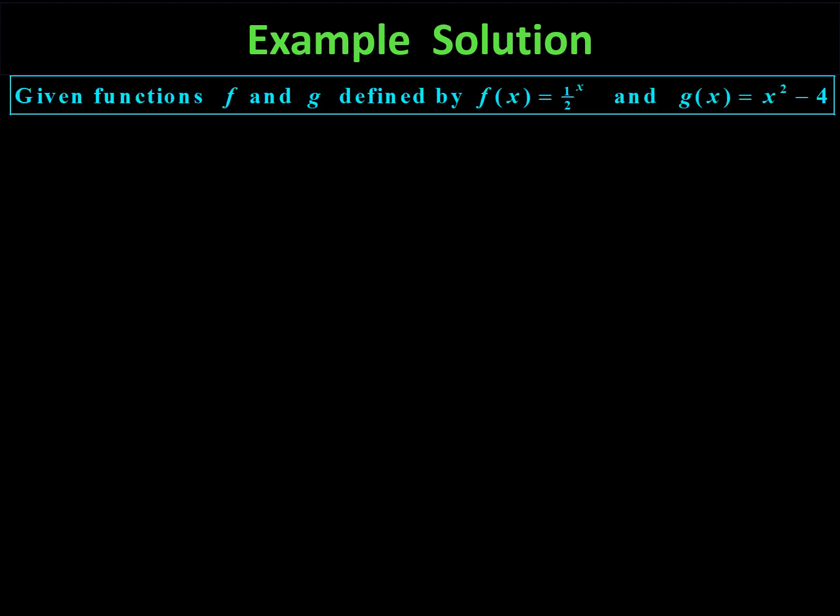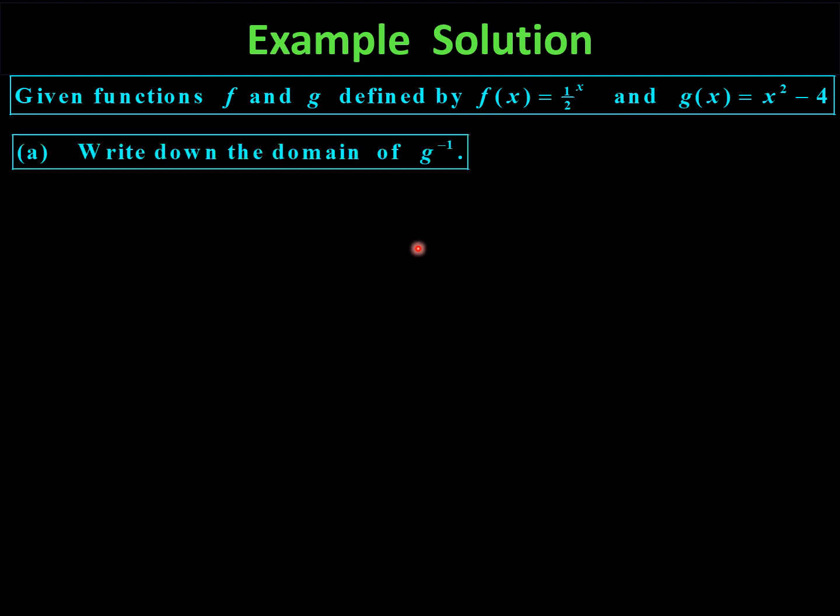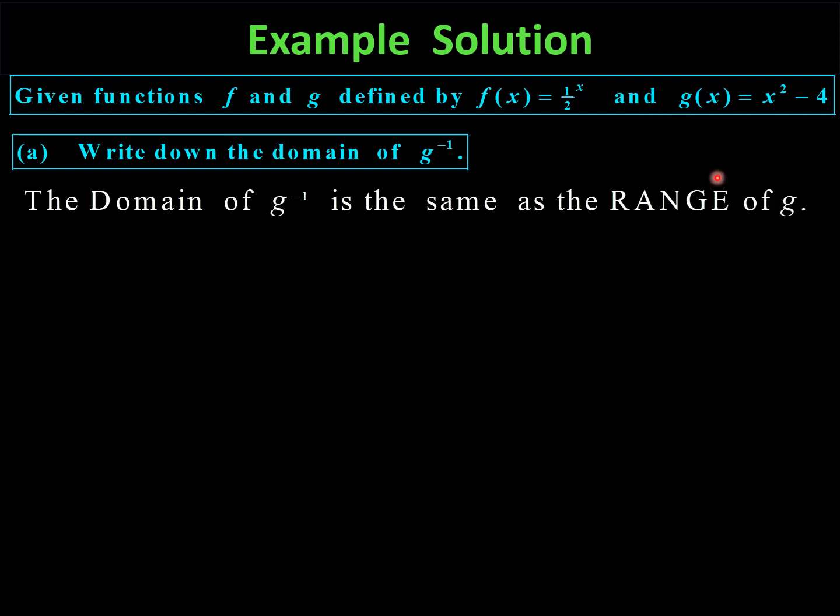Let's look at the first one here. So just copy the defining equations down there, so we don't have to refer back to the previous slide. This should not be complicated. Write down the domain of the inverse of g. So we don't want the domain of g, but of its inverse. Now the domain of the inverse is the same as the range of g.